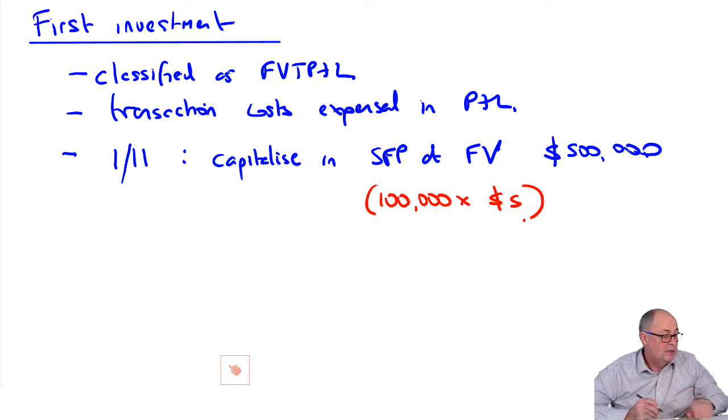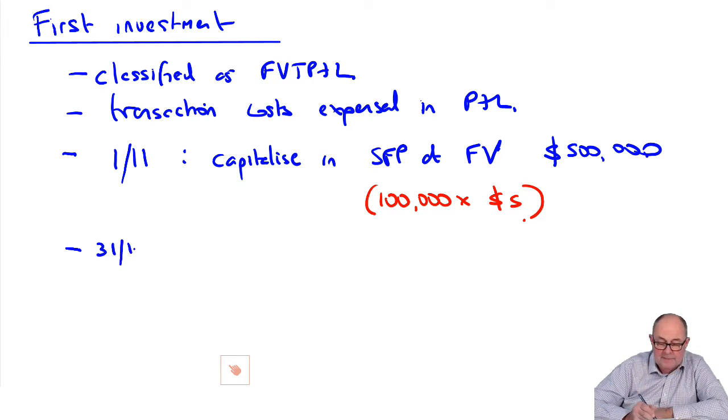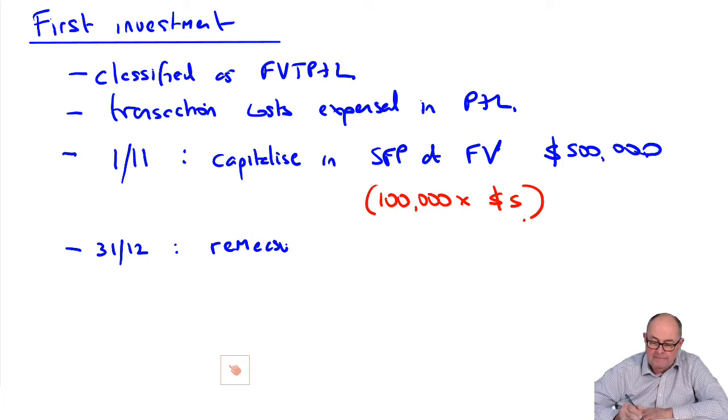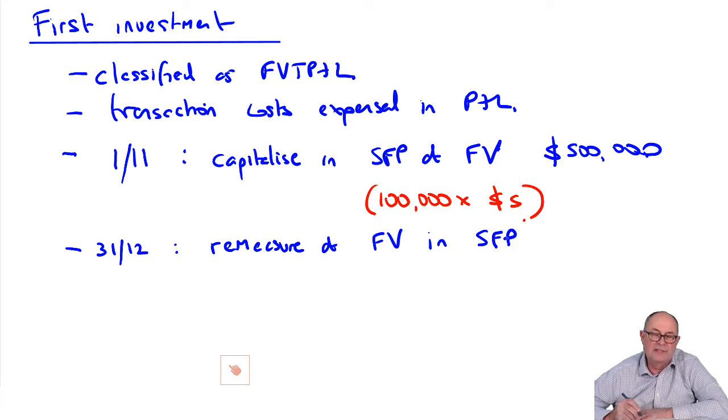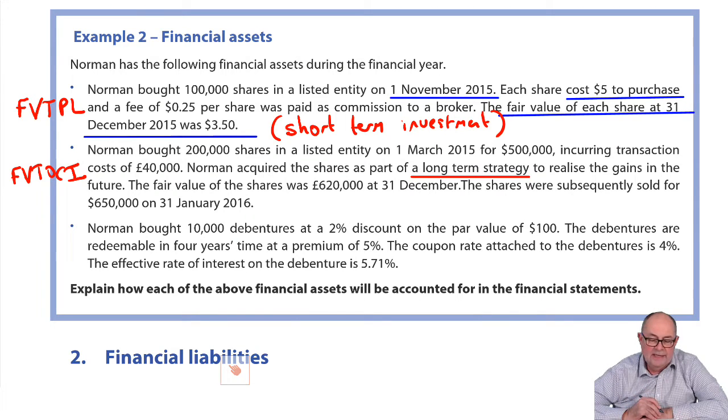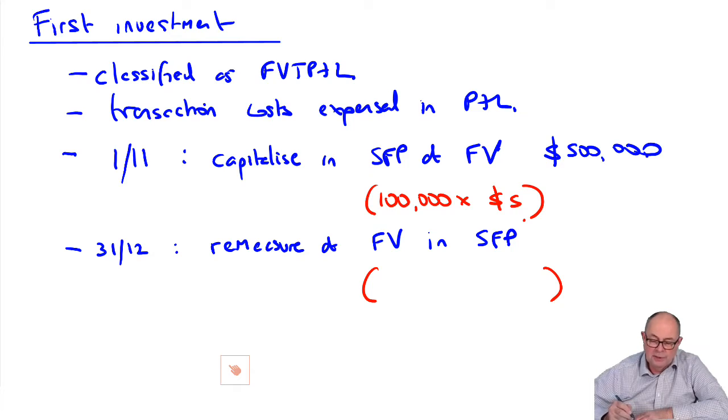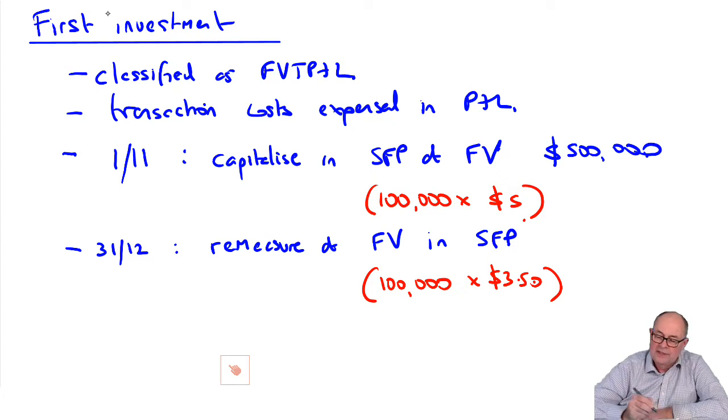When we go forward to the 31st of December, we will remeasure them at fair value. So I will remeasure at fair value in the SOFP on the 31st of December. If we are lucky, the price has gone up, and if we're unlucky, the price has gone down. Well, it's bad news today, isn't it? Because the price has gone down to $3.50. So I would be very unhappy. However, the new value of the shares, 100,000 at $3.50, would be 350,000.